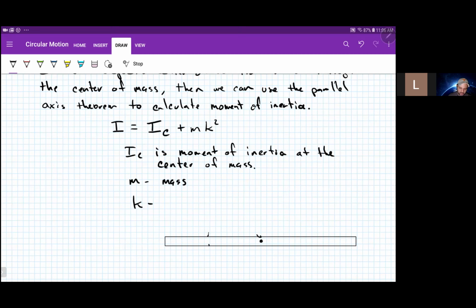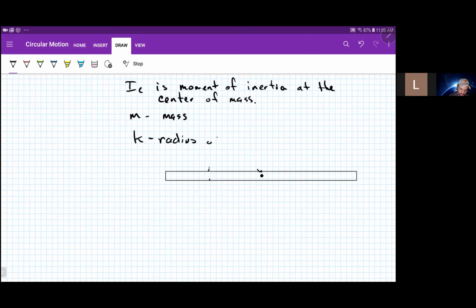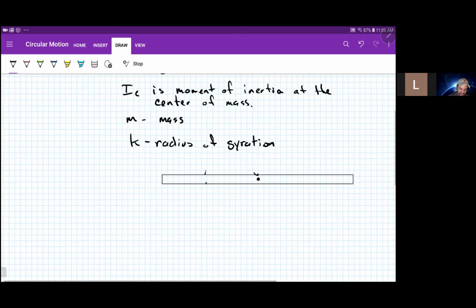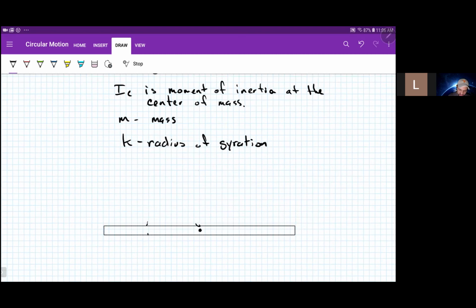In this case, the k means the radius of gyration. And you don't know what that means either, so I'm going to explain it to you. The radius of gyration is just the distance. Let me move this guy down. The radius of gyration is a distance, okay? And it is a distance between the axis of rotation and the center of mass.